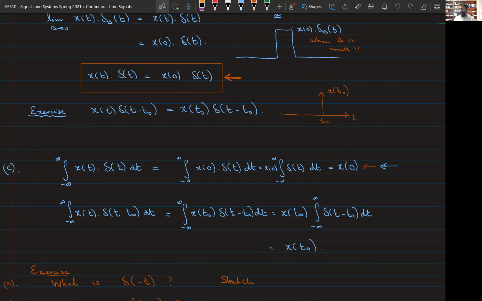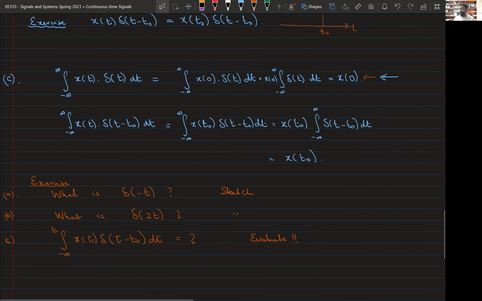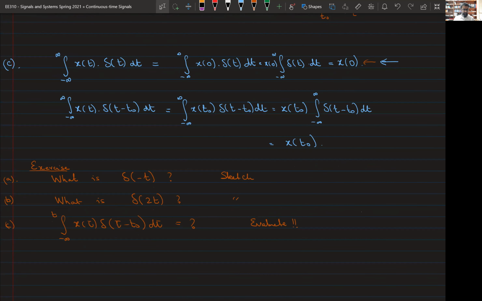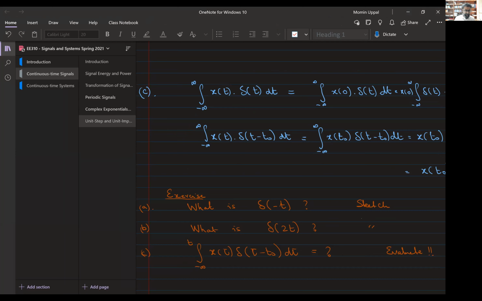And then I had these exercises here. I'm hoping all of you would have done these on your own. I don't want to say anything about these exercises at the moment, so I can take questions about these perhaps in the office hours.